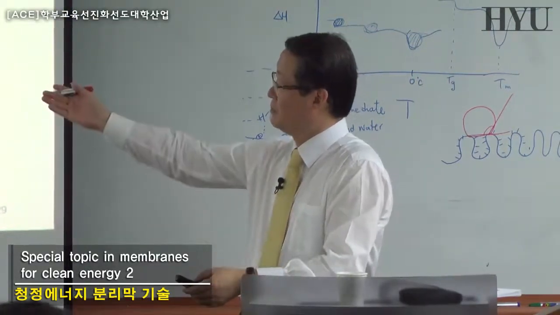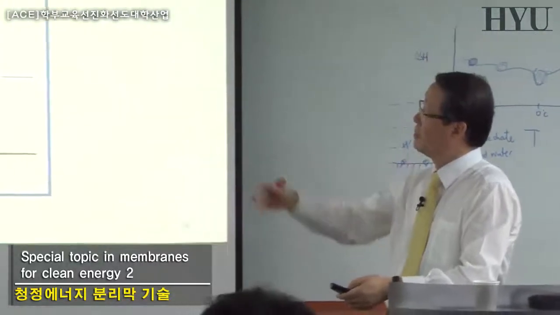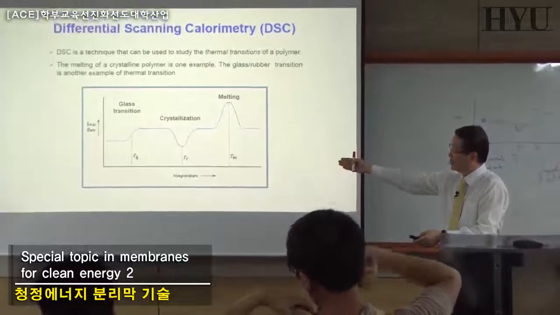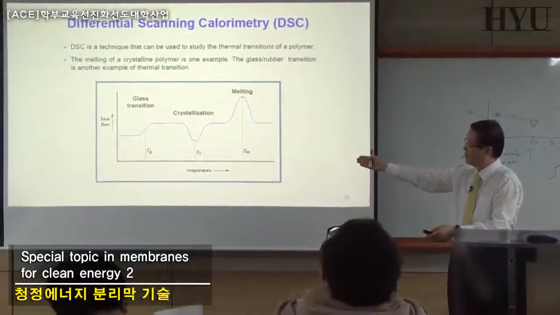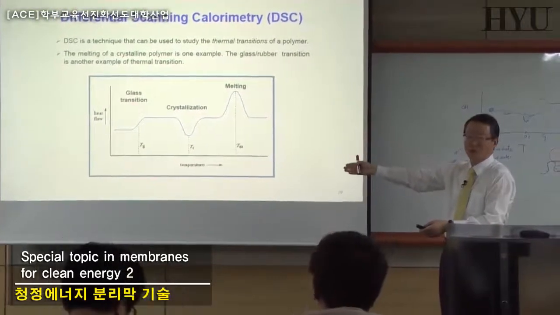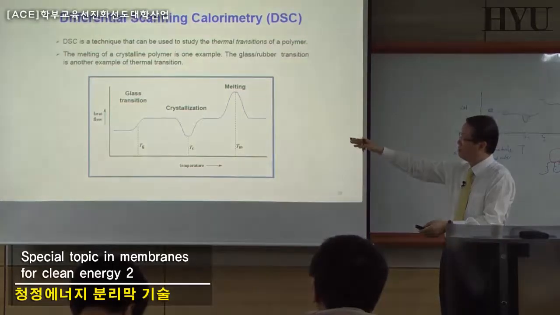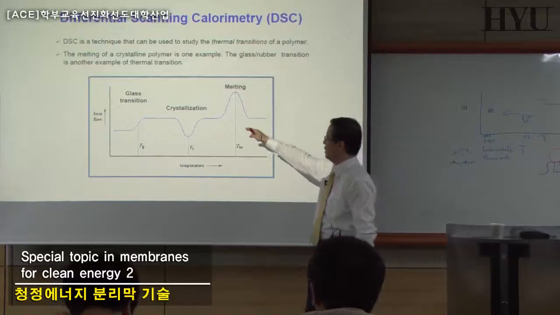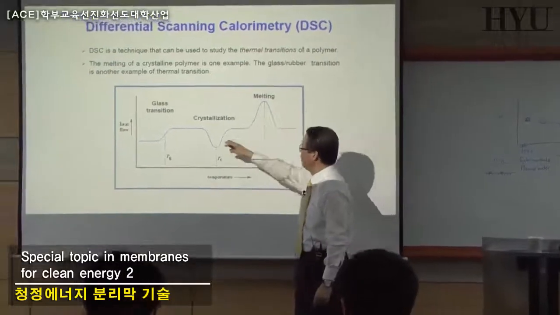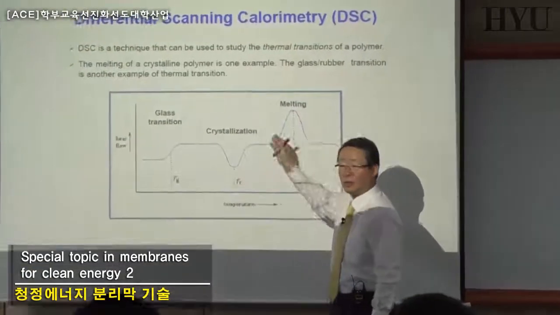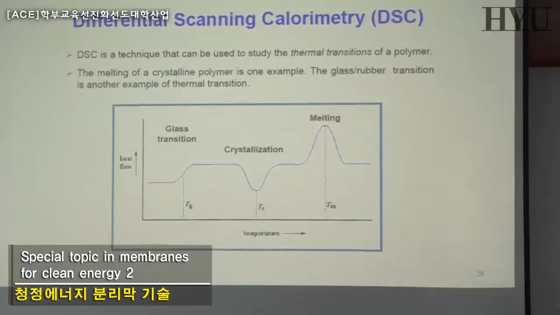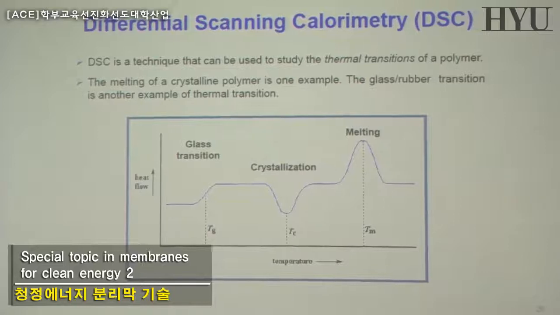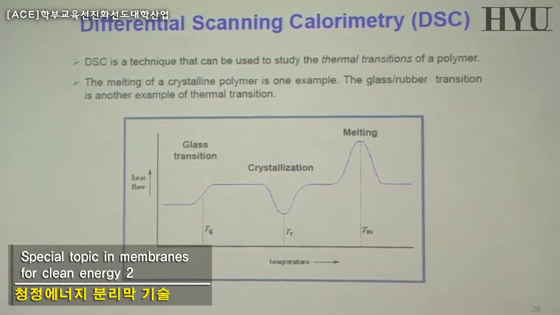This is the typical example of differential scanning calorimetry. You can measure the glass transition temperature and the melting temperature, and of course the crystallization temperature of these transition regions. And also by knowing the area under the curve, we can calculate the crystalline degree, or degree of crystallinity, if you have standard samples. Okay?